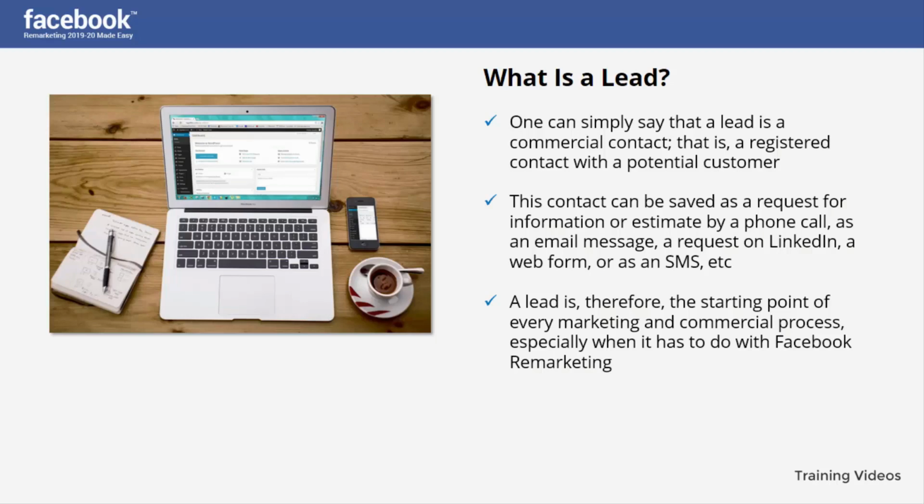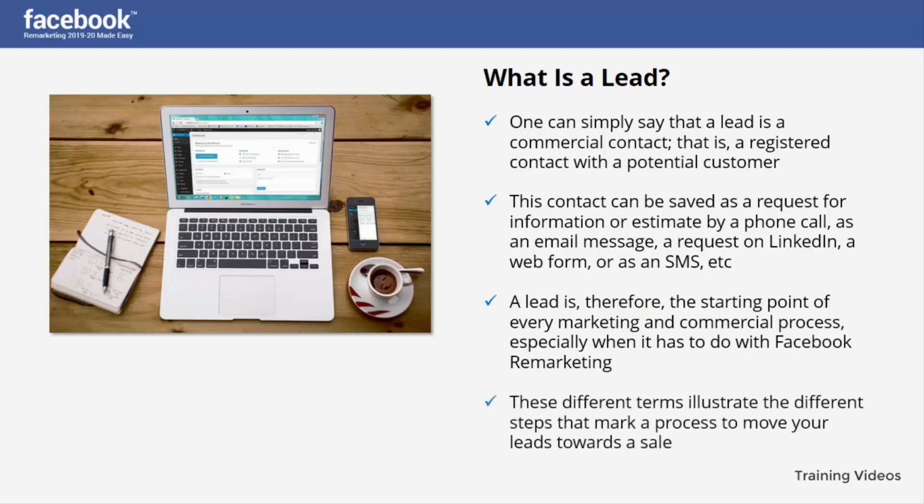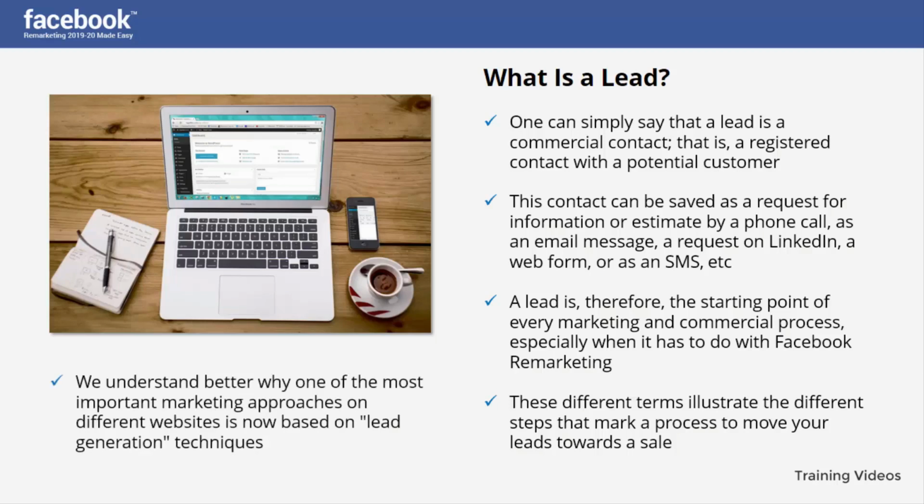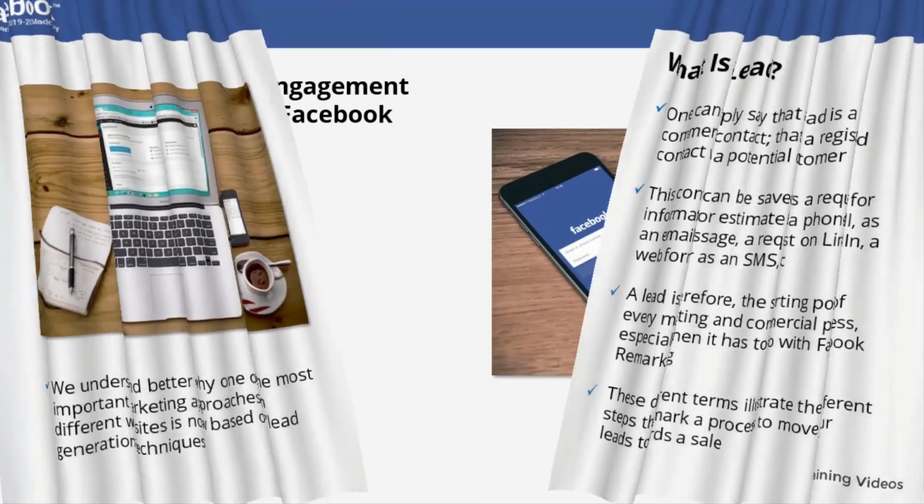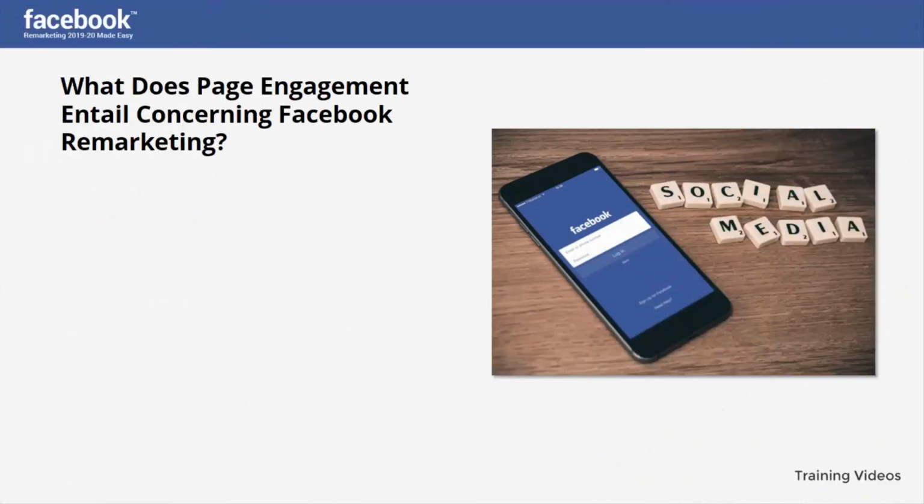It is likely to become a qualified contact, that is to say, a prospect who has the potential to become a customer. These different terms illustrate the different steps that mark a process to move your leads towards a sale. You will indeed be called to implement this process to develop your business through digital and especially the internet. We understand better why one of the most important marketing approaches on different websites is now based on lead generation techniques. But what is the best technique to use? What does page engagement entail concerning Facebook remarketing?